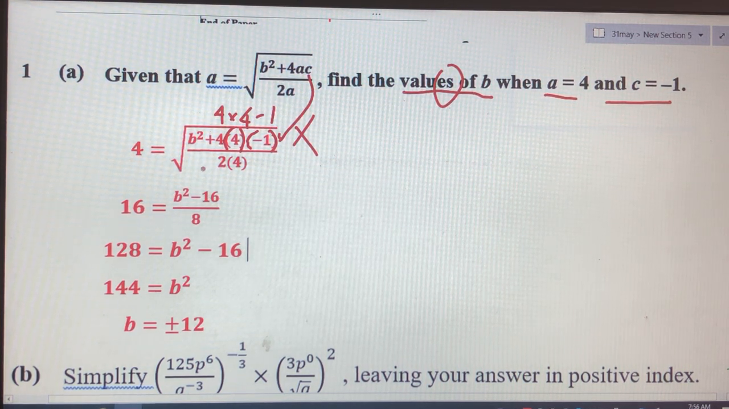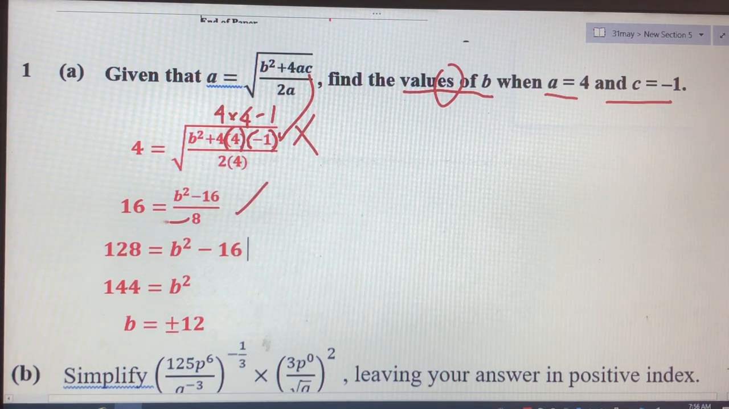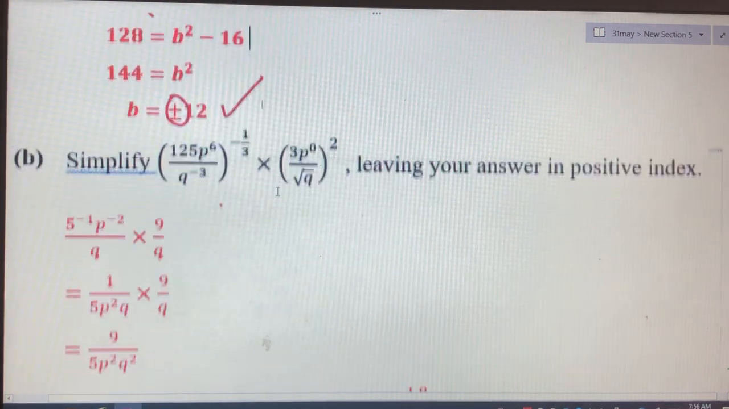Now, you square both sides next, and then you end up with this, cross multiply, and then you will have this, and of course, you must have two different answers, one plus, one minus. Okay, now we move on to the second part.